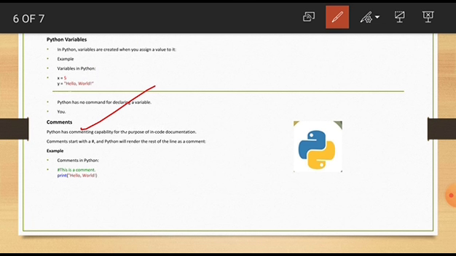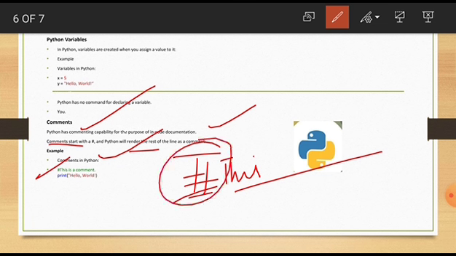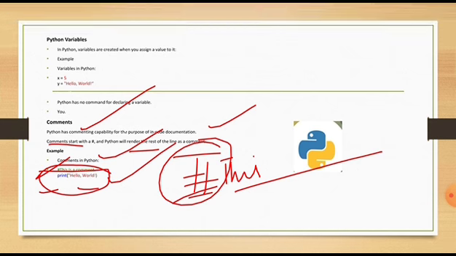And the next one is comments. Python has commenting capability for the purpose of in-code documentation. Python comments start with a hash, and Python will treat the rest of the line as a comment. Here you can see hash, this is a comment. So after the hash you can write anything. This will just improve readability. This will not be executed. Print hello world, so only print hello world will be executed. The comment will remain as it is.